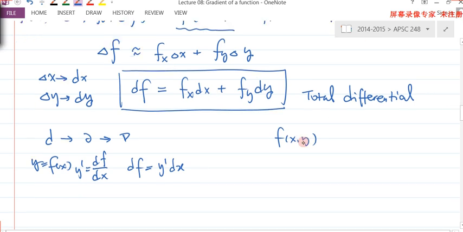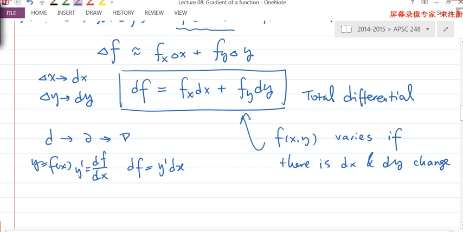So basically, this function varies according to this formula. If there is a dx and a dy change, how does it vary? You use this formula to calculate this variation. One thing to be rigid about, though sometimes we neglect it: you only use the equal sign when you have the straight d.